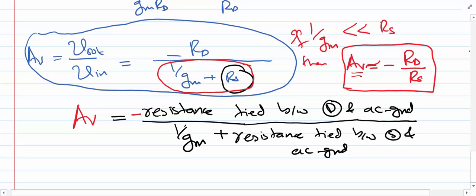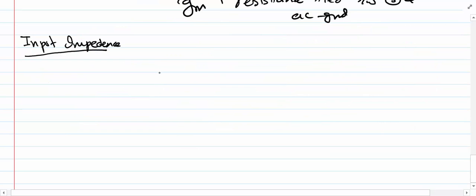Why? Because RS is a bit of a large term, as you can see from here, so the voltage gain has gone down. Because RS is large, the voltage gain is going to be small for the degenerated common source as compared to the core common source stage. Well, this is the price that we have to pay for getting a voltage gain which is less dependent on the temperature variations.